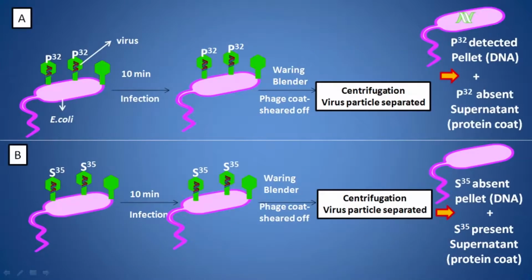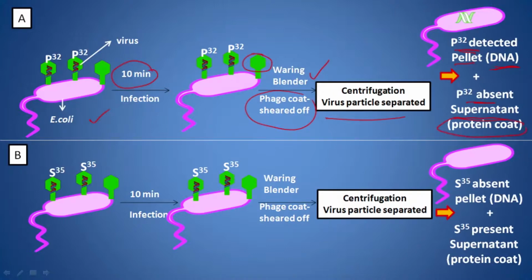Then they infected E. coli with this radioactive virus. In the first case they infected with P32, allowed infection for 10 minutes, and then went for a waring blender. Blending makes the phage coat sheared off. This is a phage coat, and it will be sheared off, means it will break down, and on centrifugation the virus particles get separated, and we get two phases that I have already said, one supernatant and one pellet. So the pellet contains DNA, where P32 was detected, whereas in the supernatant P32 was absent, and in the supernatant the protein coat is there.